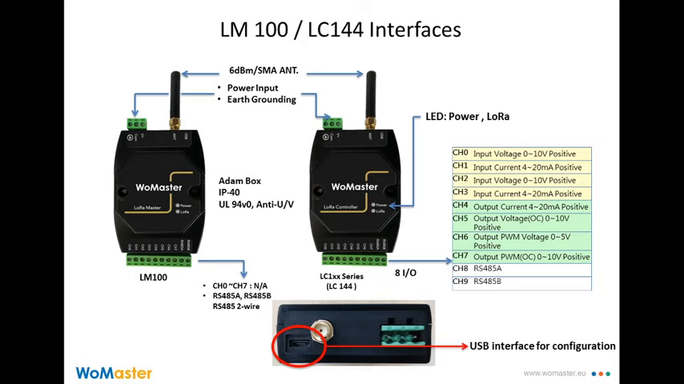Now let's see today's focus: LC, LM, the LoRa devices. On the left-hand side is the LM100, and the right-hand side is the LC series. They look similar and are sharing the same case. We can see they have the 1.6 dBm SMA antenna for the LoRa connection, and the 3-pin power input including V+, V-, and the earth grounding.